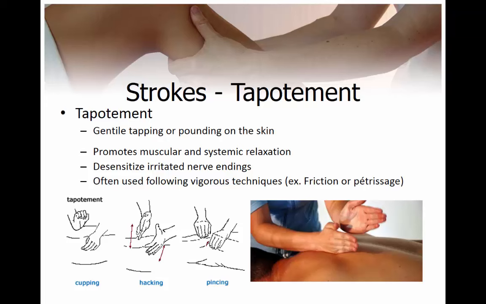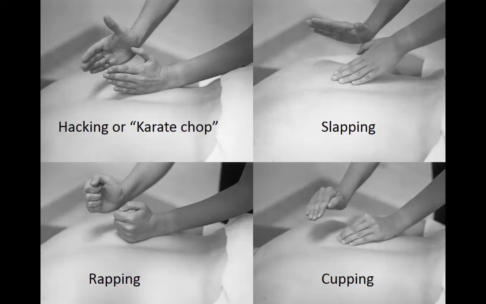Different forms of tapotement include cupping, in which the hands are cupped when striking the skin, hacking, in which the lateral side of the hands are used to strike the skin, and pincing, which is where the skin is gently pinched between the fingers. Another technique is slapping, in which the skin is gently slapped to form a percussion. Here are some examples of tapotement. Please also watch the YouTube video on Blackboard for more insight on the stroke.